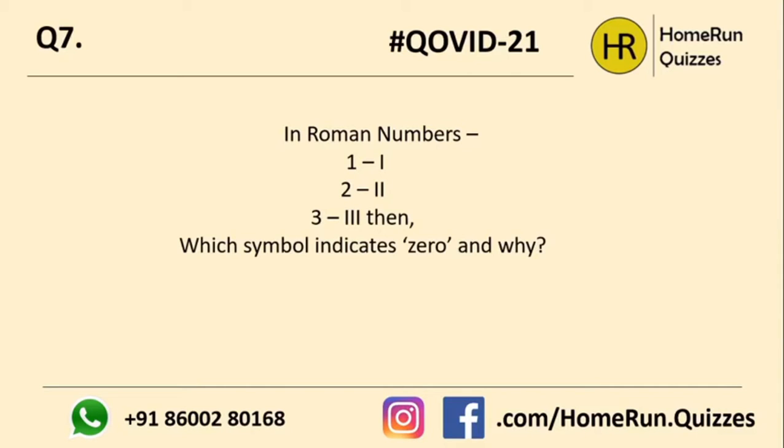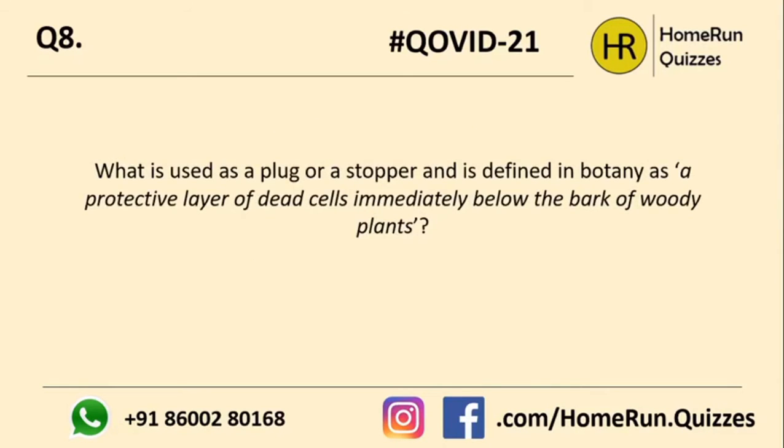So yeah. In Roman numbers, what is indicated by 0? And in fact, till the time all of these came in, 0 had not been invented, so there is no particular symbol for 0. And yeah, we had asked you that. Question 8. What is used as a plug or a stopper and is defined in botany with this? So this is a cork. Cork, C-O-R-K, used in wine bottles and so on. It's taken from the wood of a plant.